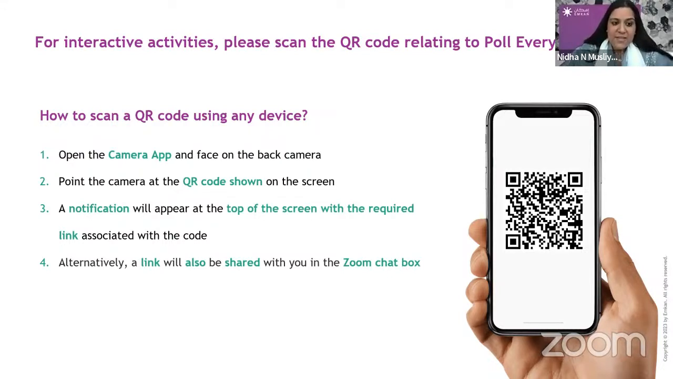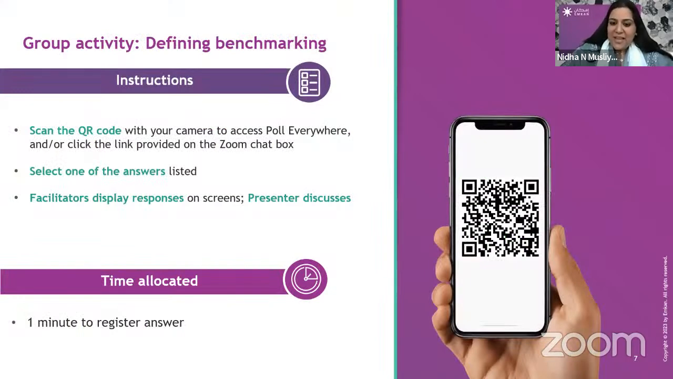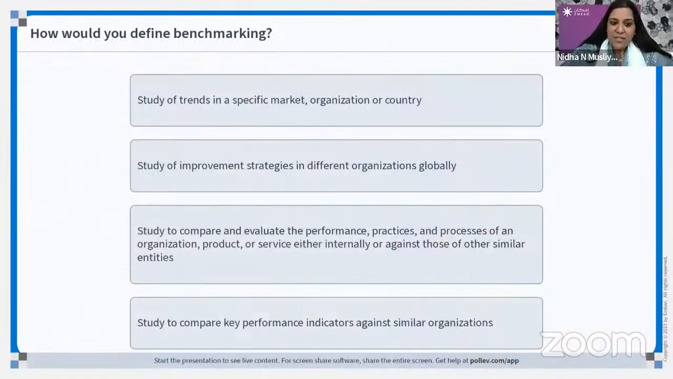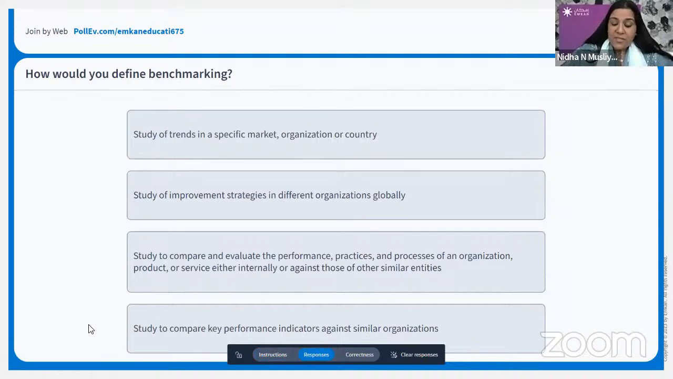Okay, let's start then. So starting with benchmarking defined. We'll dive right into an activity. So please have your camera ready and just scan the QR code. In it, you will get some responses of what the definitions of benchmarking are. Please click one of the answers which you think defines benchmarking best. So is it option number 1, trends in a specific market? Is it improvement strategies? Is it a study to compare and evaluate performances, practices, and processes? Or is it a study to compare key performance indicators?